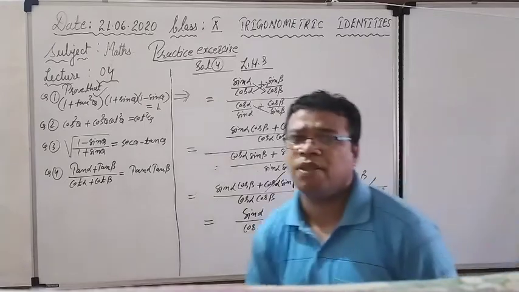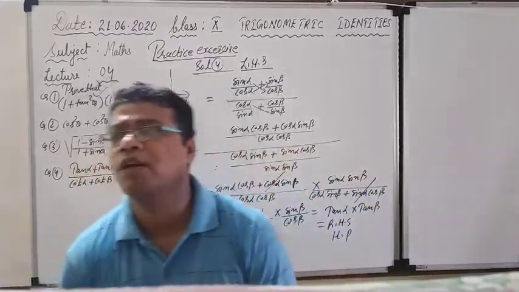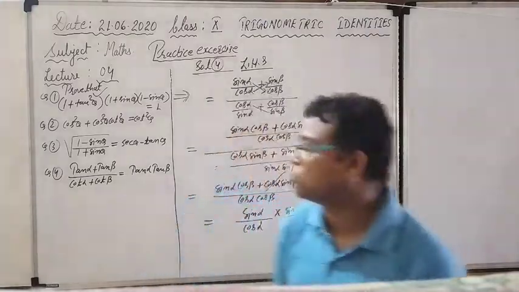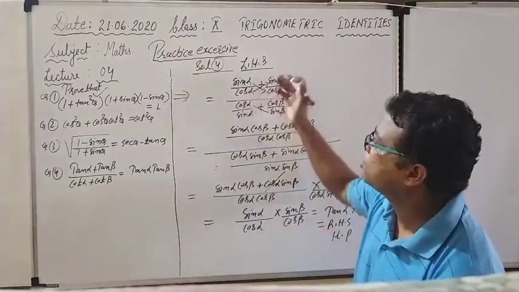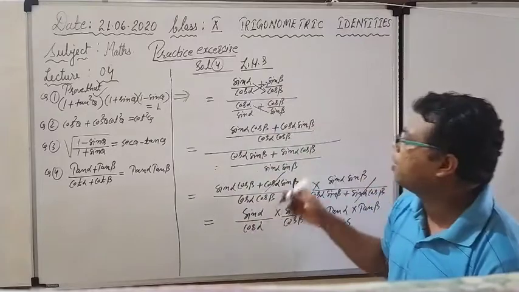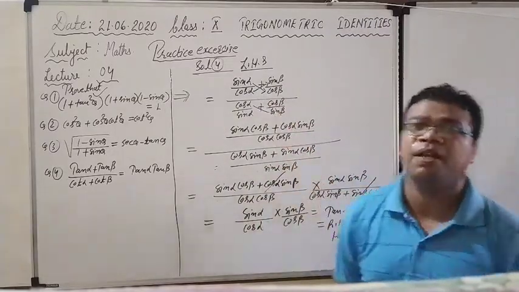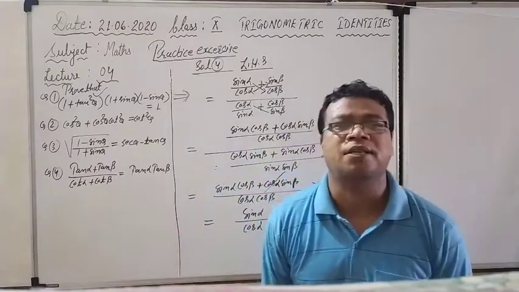So nothing, it was a very easy calculation. The only thing was that you have to first convert into the sine form and cos form, and after that cross multiplication, which we are doing, and after that cancellation will be there and we have to adjust, we will get the answer. Thank you so much.